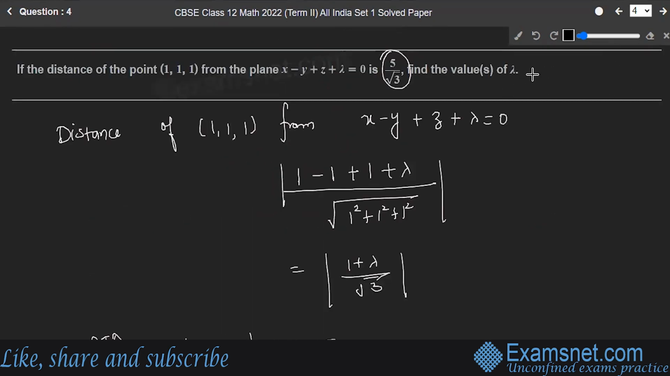Okay. So these are the two possible values for this question, that is 4 and minus 6. That's it. Hope you are clear with this. Let's move to the next question.